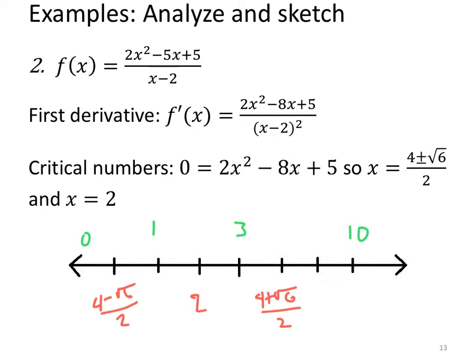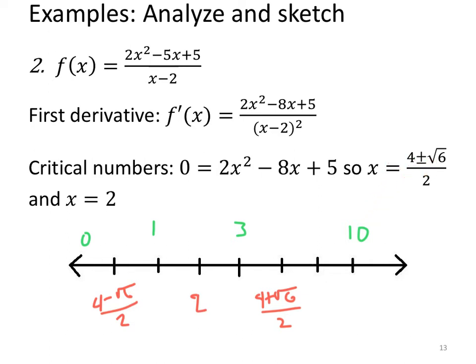So putting these critical numbers on our number line, √6. And √6 is between √9 and √4, so it's between 2 and 3. For estimation's sake, I do 4 plus 2.5, so that's 6.5. 6.5 divided by 2 is 3.25. So I know it's bigger than 3, but definitely less than 10. 4 minus the square root of 6, 4 minus 2.5. And remember, this is an approximation. I'm not saying that the square root of 6 is equal to 2.5. I'm just saying this is to get a good idea of where it is on the number line.